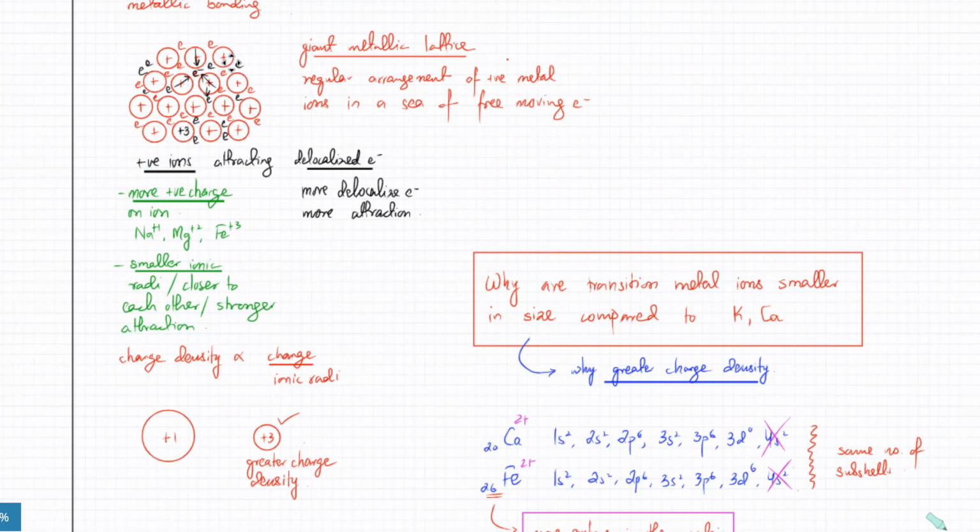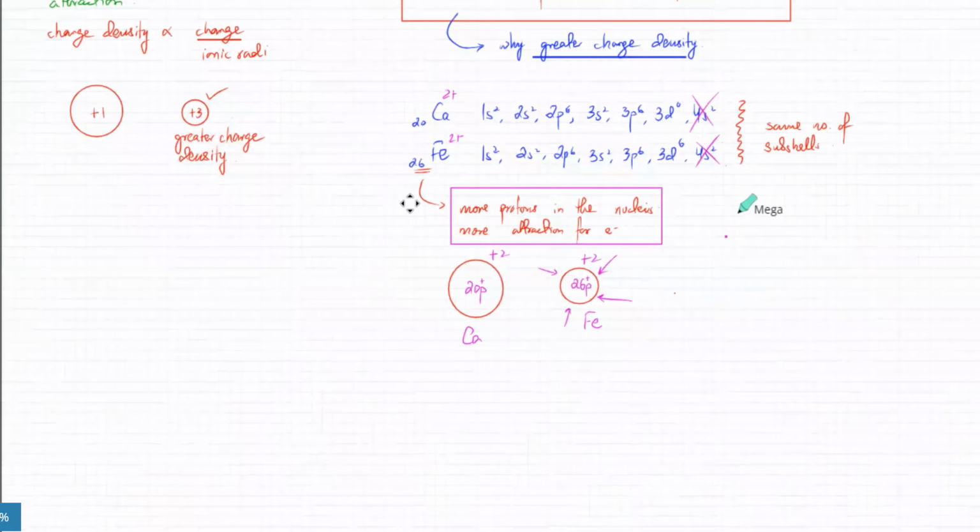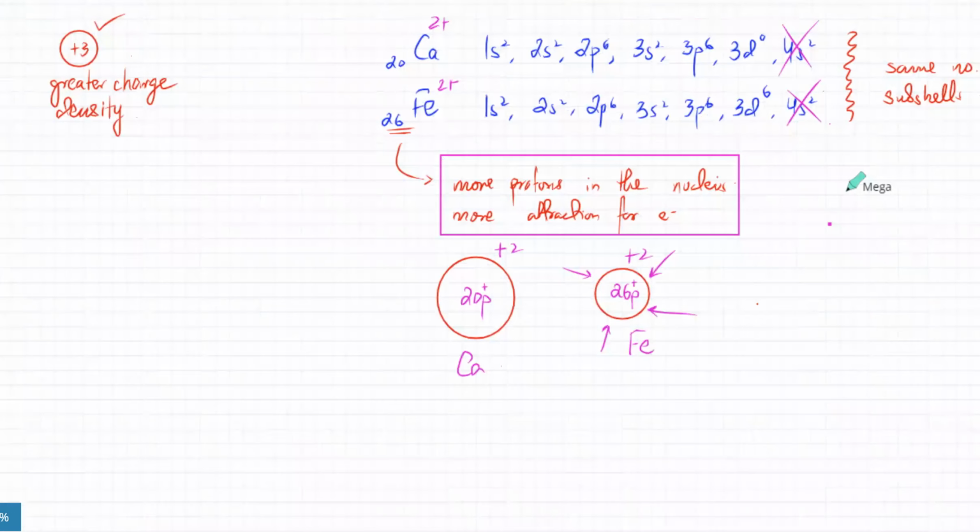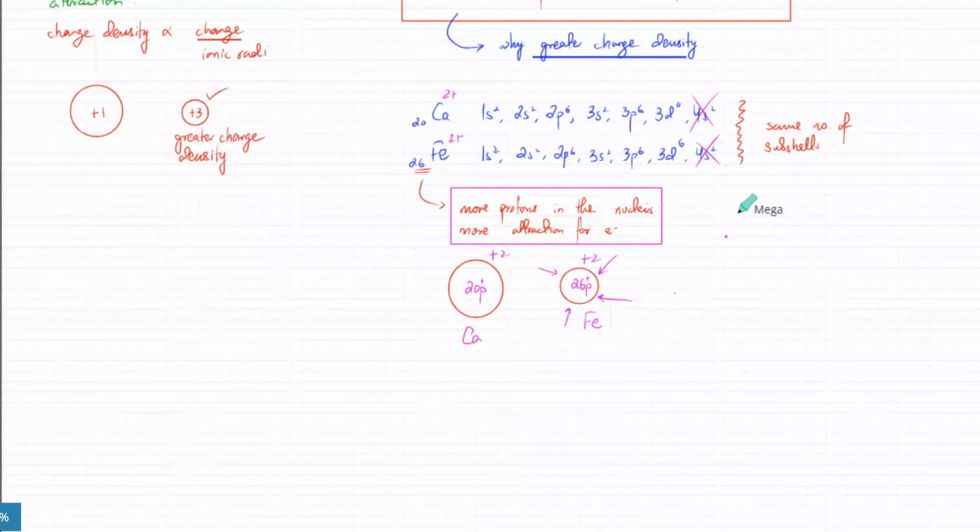The second thing I was talking about was that you're going to get stronger metallic bonds if you have more delocalized electrons, right? So the second thing is that iron also has more delocalized electrons, and the reason for that, now look at calcium.